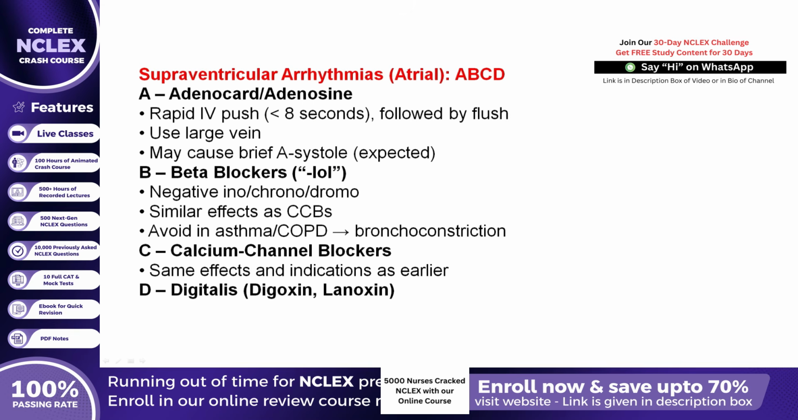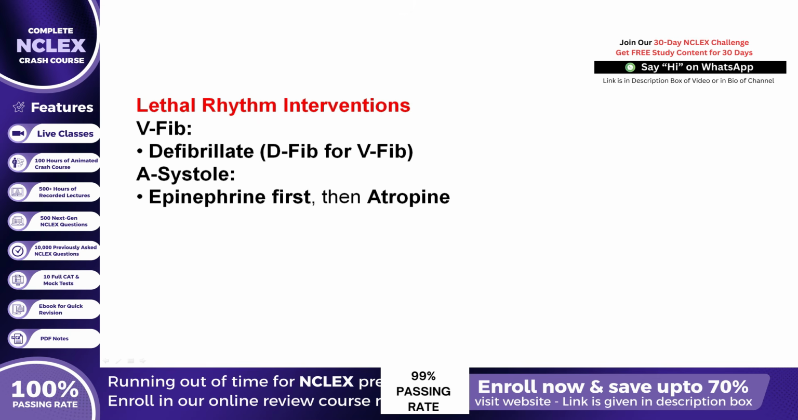B stands for beta blockers, often recognized by the suffix LOL. They have negative inotropic, chronotropic, and dromotropic effects. They also have similar effects as calcium channel blockers. They should be avoided in asthma and chronic obstructive pulmonary disease due to the risk of bronchoconstriction. C stands for calcium channel blockers. They have the same effects and indications as discussed earlier. D stands for digitalis, also known as digoxin or Lanoxin. For ventricular fibrillation, the intervention is to defibrillate, because we always defib for VFib.